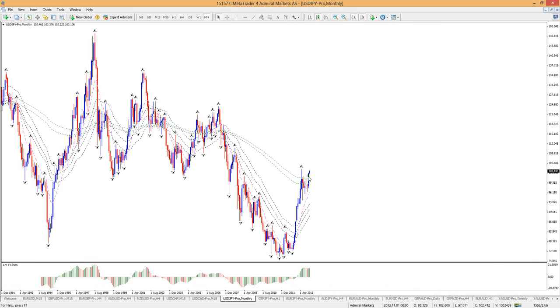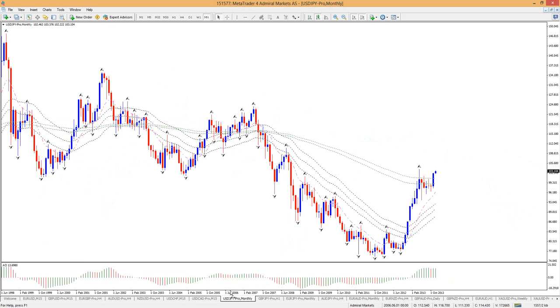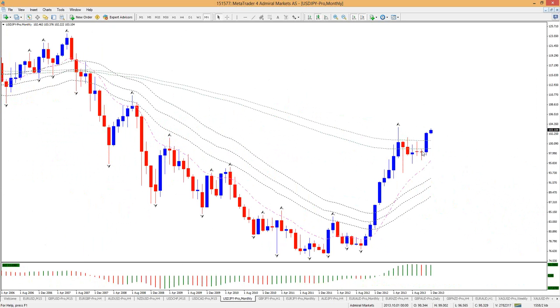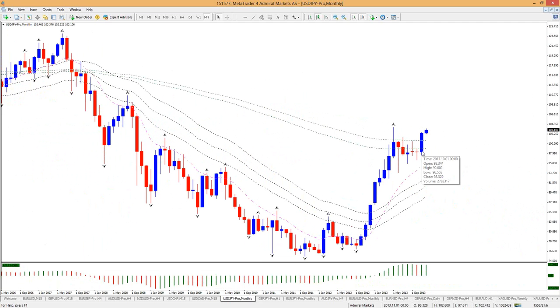Let's take a look at what's happening now. Last month, November, was a very, very big bullish candle with a close very near the high. So the bulls remained in full control throughout the entire month up to the very last minute of November, and a very bullish price action candlestick signal.